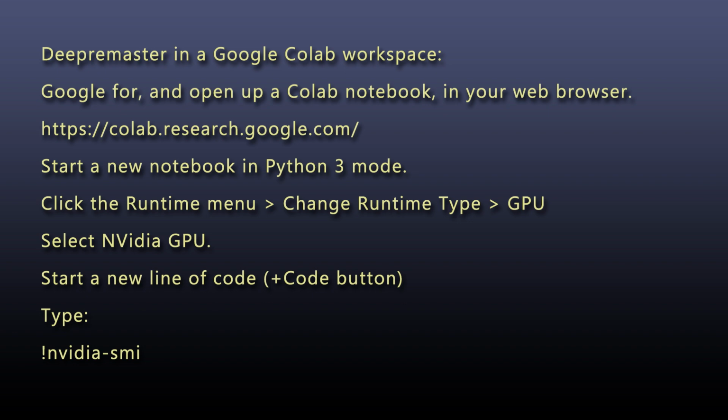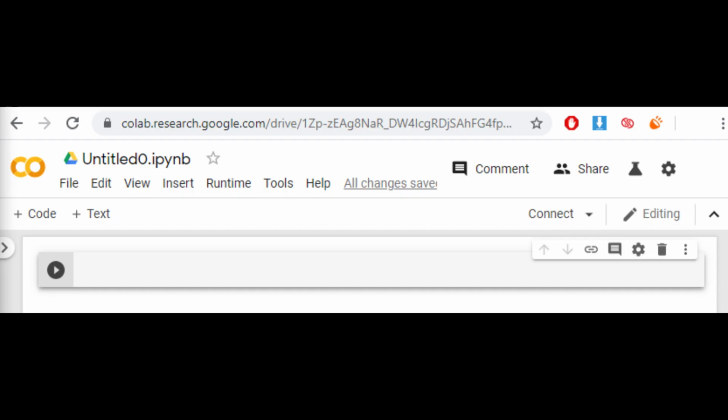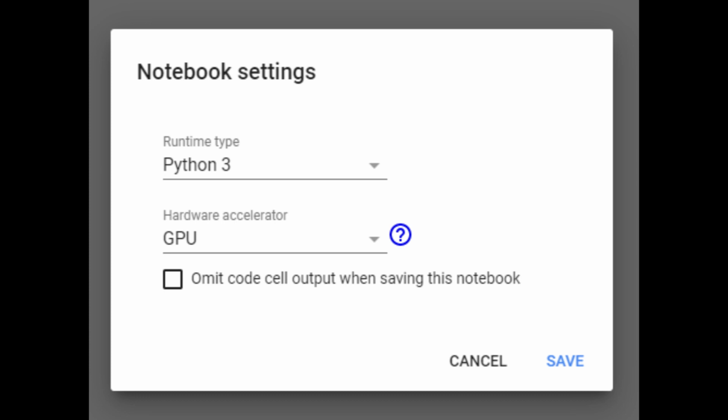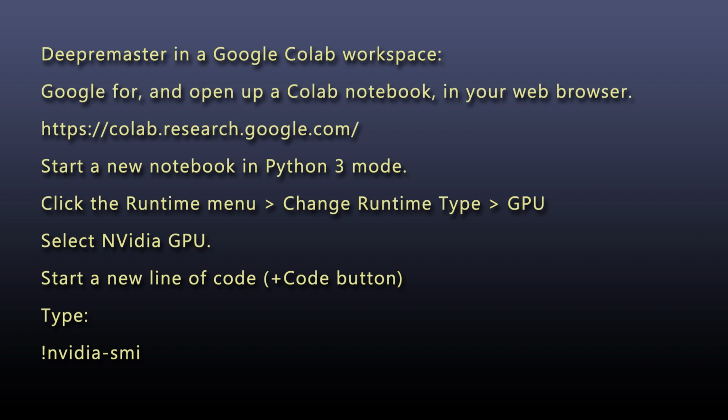which already has a lot of stuff installed in it that we're going to need. And we're going to start a new notebook in Python 3. And I'm going to click Runtime and Hardware Accelerator. I'm going to select GPU so that we have an NVIDIA GPU. And that'll help us render this stuff.